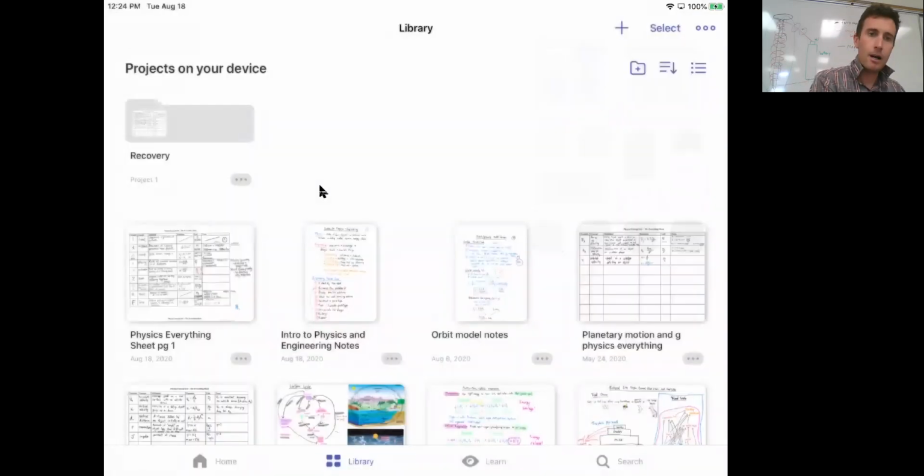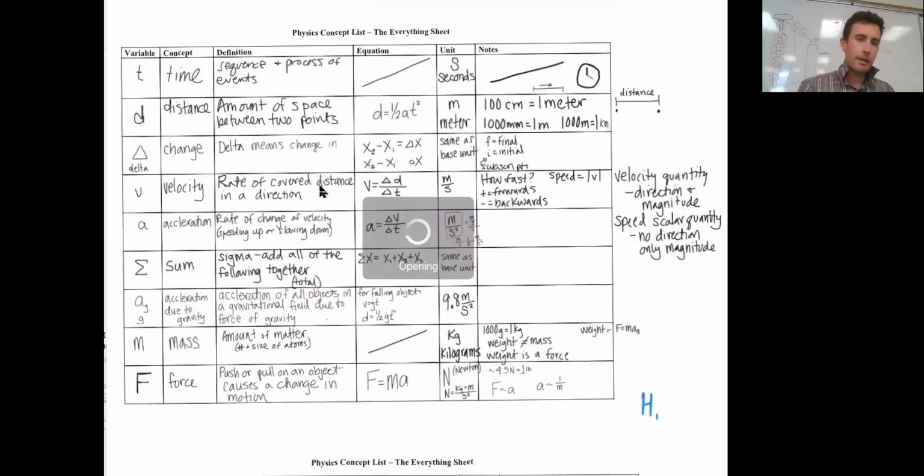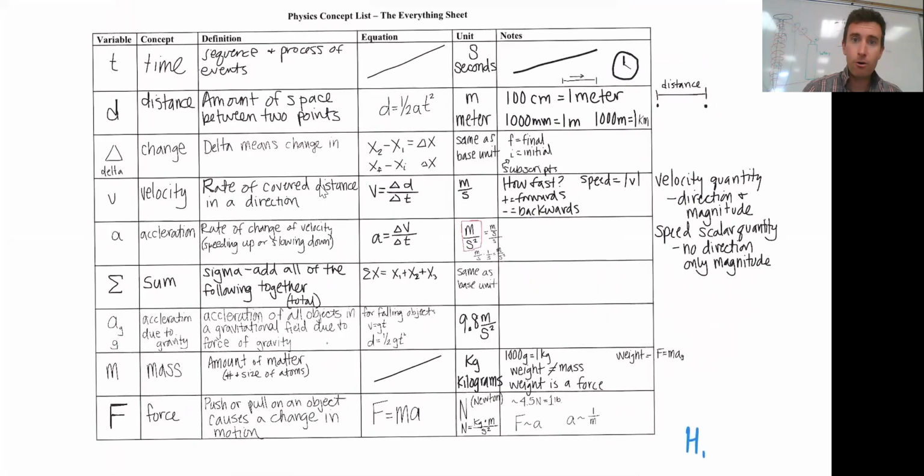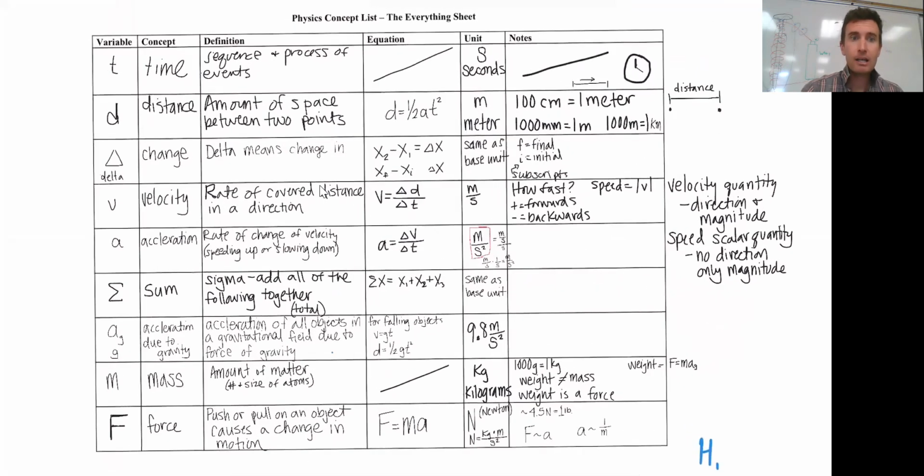So I'm going to share my screen with you. And there she is. All right. So we're going to start on the physics everything sheet. And let's start. So here's how it works. It's basically a table. It's a cheat sheet that has everything that you could possibly need to know about physics for our class on it.